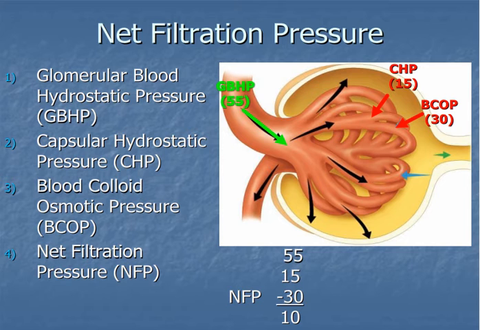So hopefully the slide lets you understand why pressure is important. Imagine what would happen, let's say, if the GBHP dropped down to 45. What would the net filtration pressure be then? Well, if you do the math, you'll see that it's zero. And that means if we have blood pressure falling too low, essentially the kidneys can shut down. And so it's essential that the kidneys have a mechanism to make sure that the blood pressure is adequate to allow for filtration so that our kidneys can work.